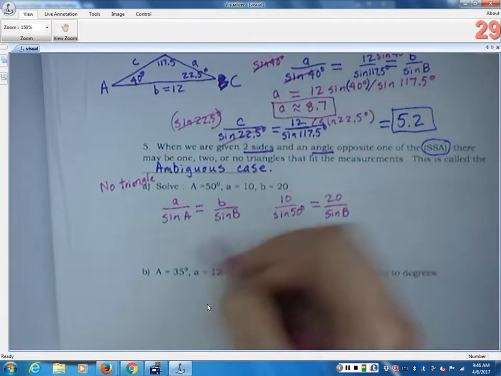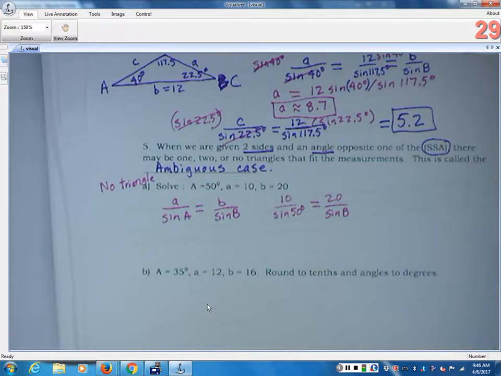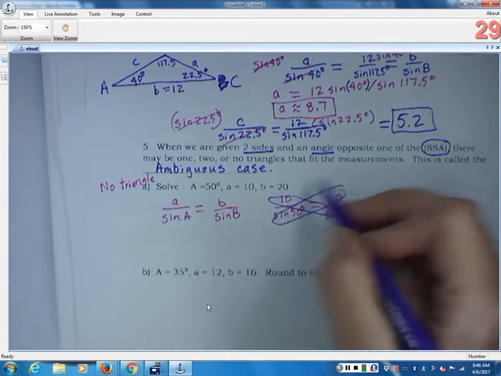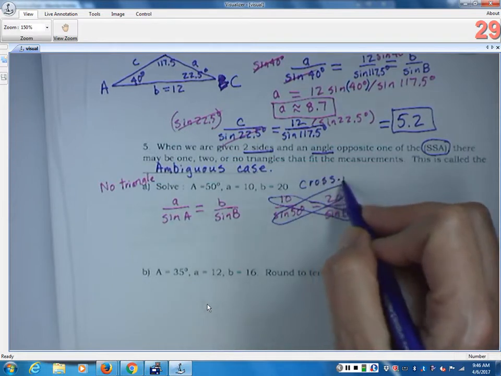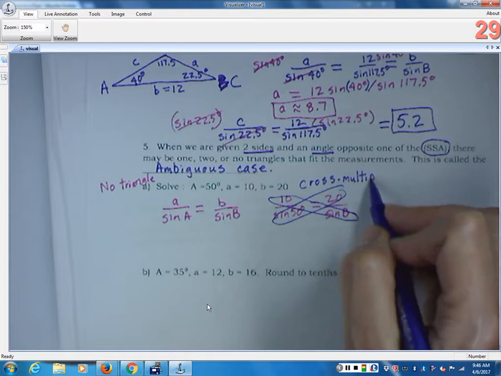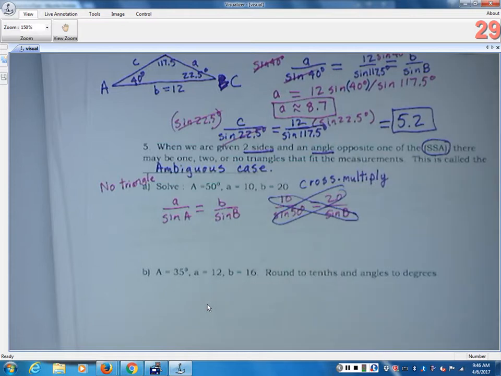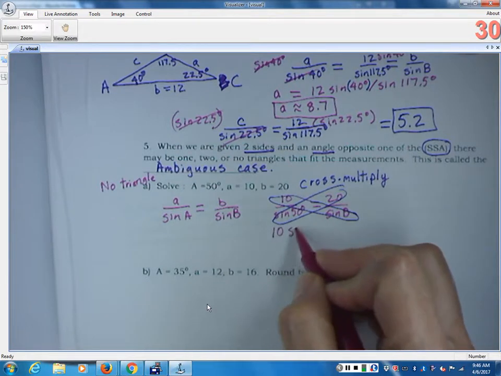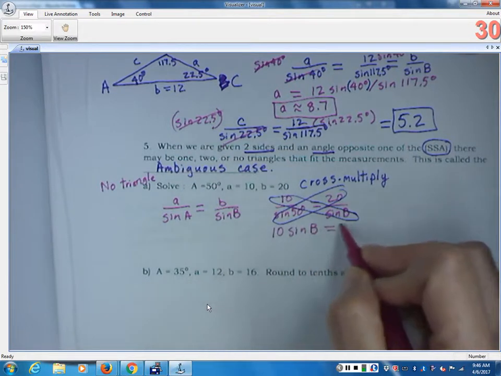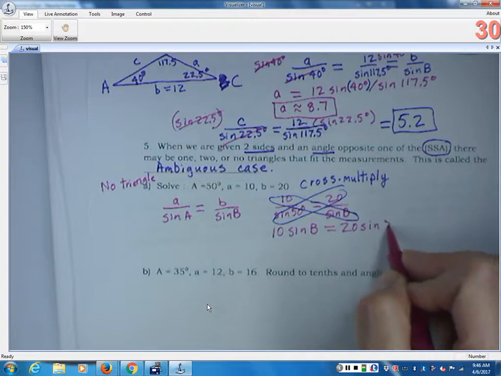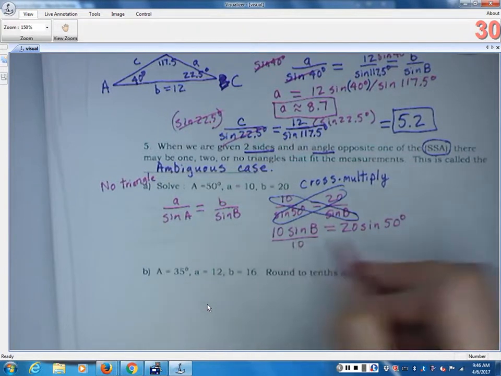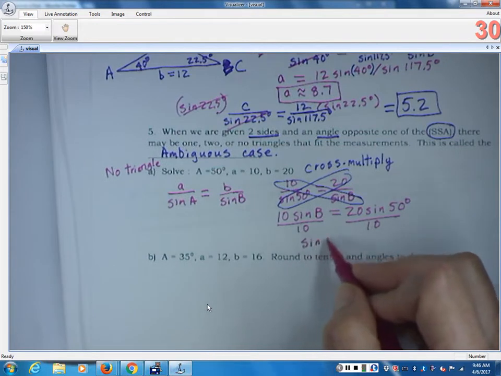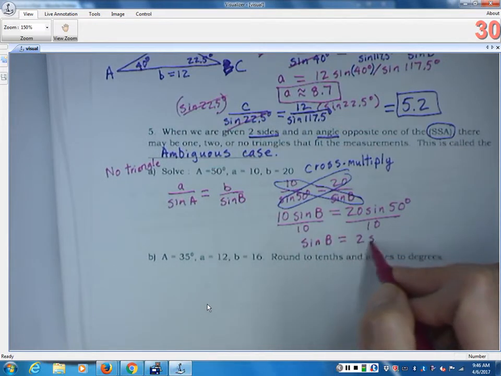And if you want, we could flip these. Might have made it easier, but I went ahead and cross multiplied. If you have a fraction equals a fraction, you can cross multiply. You can't cross multiply if you don't have a fraction equals a fraction, or if you don't have an equal sign. So it's 10 sine B equals 20 sine 50 degrees. Divide by 10. So we have sine B equals 2 sine 50 degrees.